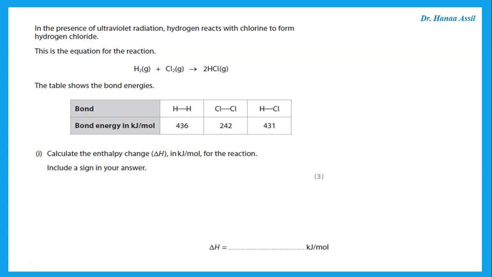In the presence of UV light, hydrogen reacts with chlorine to form hydrogen chloride, and we are required to use the bond energies to calculate delta H. Again, let us take a look at the equation. This is actually the equation. So we have one H-H bond, one Cl-Cl bond, and this gives two H-Cl bonds, and we said reactants minus products, so my delta H is minus 184.